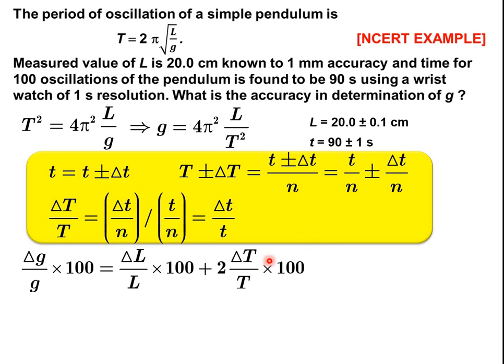Now according to the relation for product, quotient, power, the relative error in G, delta G by G, should be equal to relative error in L plus 2 times relative error in time period, since it is T square. If you need percent error, then multiply each term by 100. So this is the relation for percent error now. Now we are about to substitute the values and we'll get the answer.